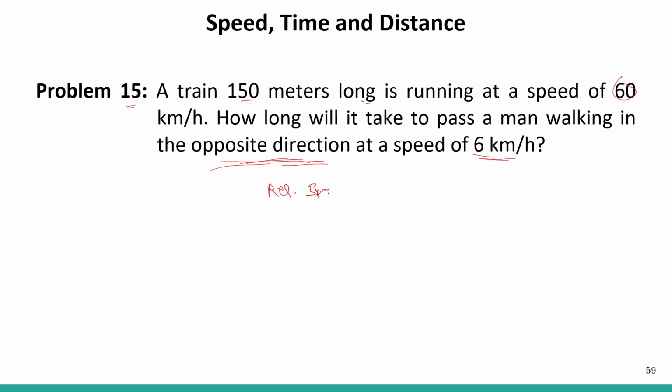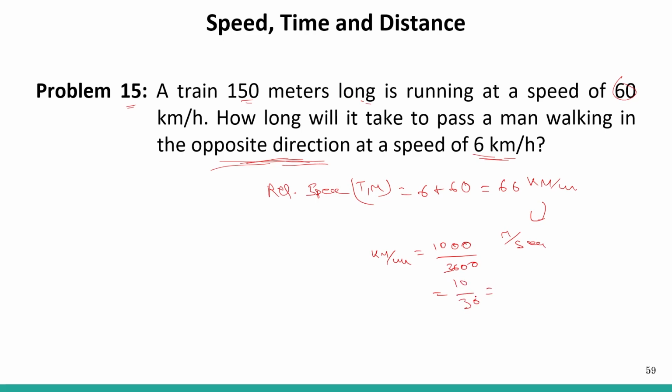Okay, relative speed of train with man is equal to what? 6 plus 60 is equal to 66 km per hour, right? So to convert it into meter per second, what we'll do is, 1 kilometer per hour is equal to what? 1000 meter by 3600 second. So it will be 10 by 36, that is equal to what? So it will be 5 by 18.